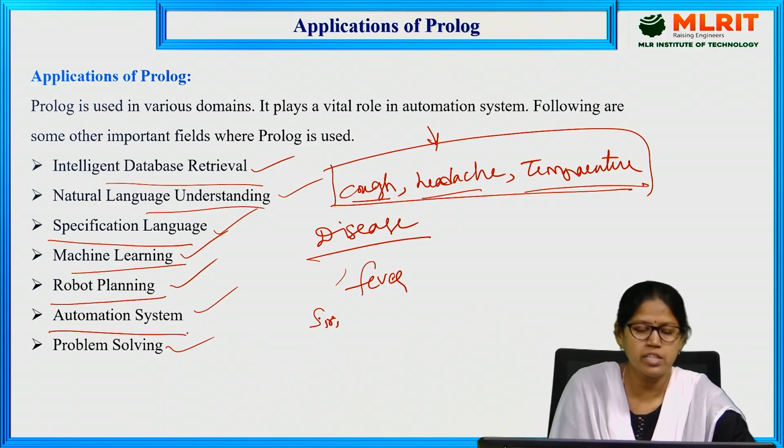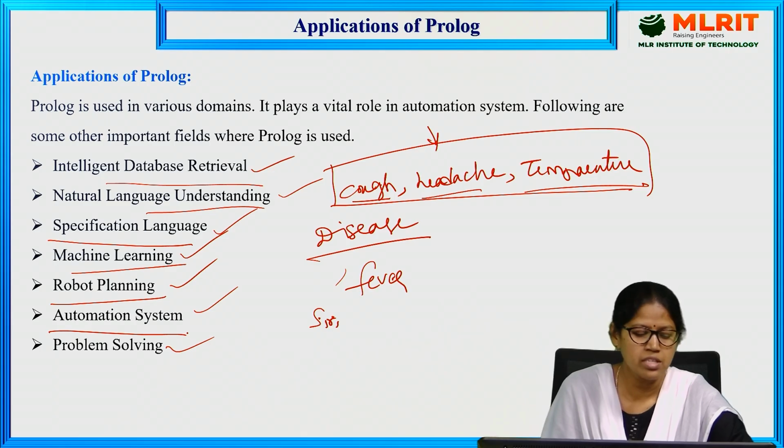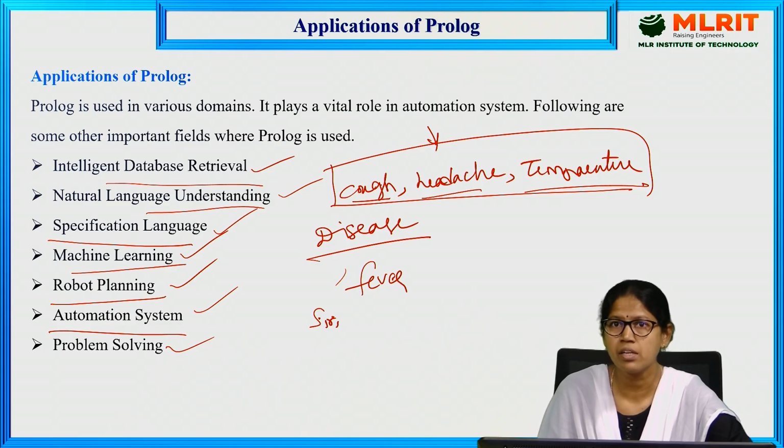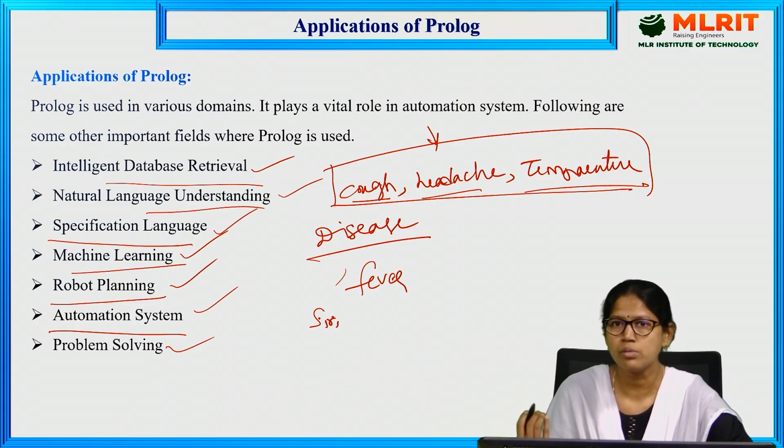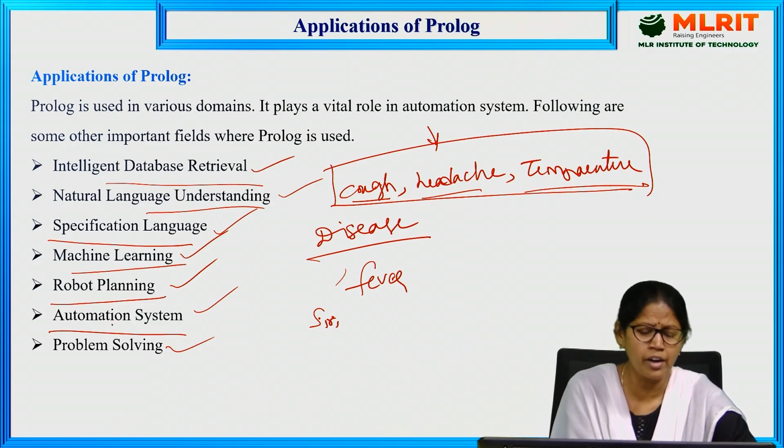The next one is the automation system. For example, the lights. Whenever you enter near the lights, it will sense that some people are around the lights. Then it will turn on. If the people are not around the lights, then it will turn off. Based upon the people surrounding the lights, they turn off and on automatically.